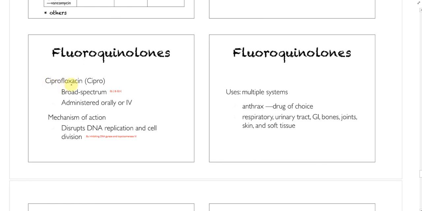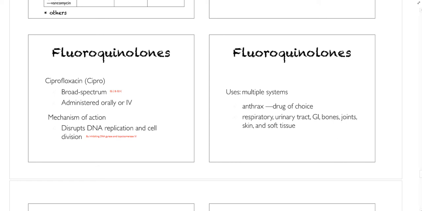So ciprofloxacin, Cipro, very common antibiotic. It's a broad spectrum, good with both gram-positive and gram-negative. Can be administered both orally or IV. And this will disrupt DNA replication and cell division by inhibiting DNA gyrase and topoisomerase. That's what it was. Topoisomerase 4.